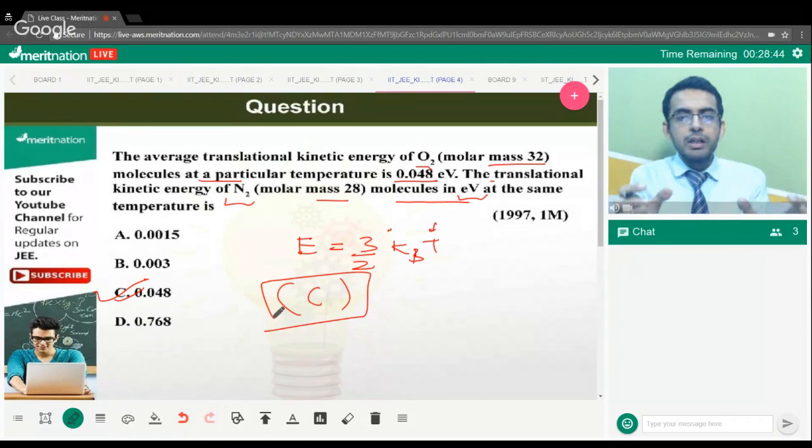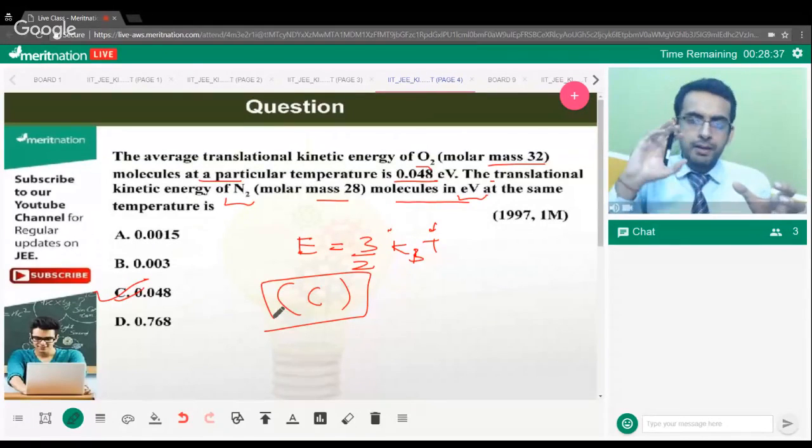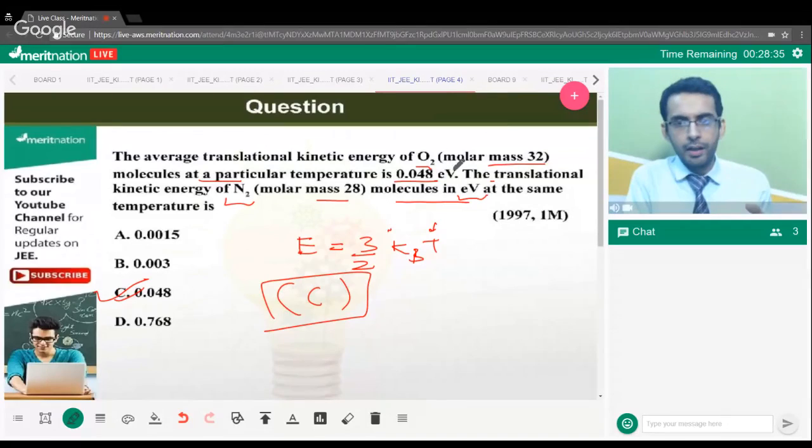I'm telling you, in this chapter the questions are very easy. The nature of the questions is very easy, but the language is what people are not able to understand. This is kinetic theory of gases.